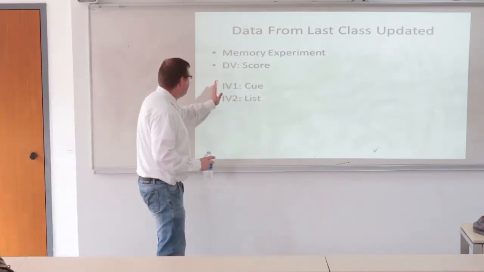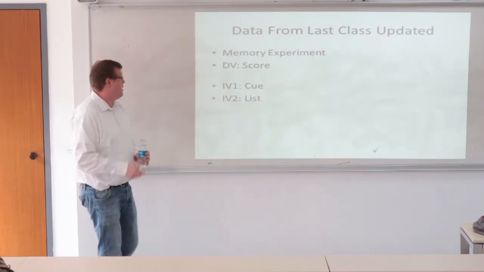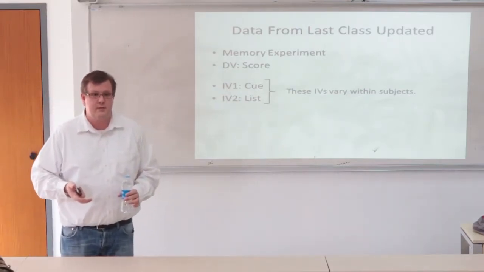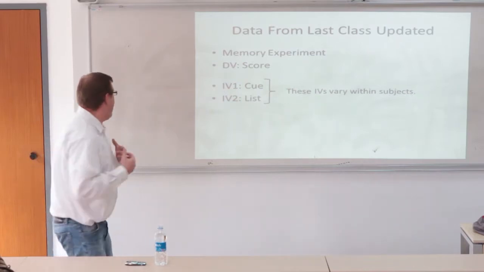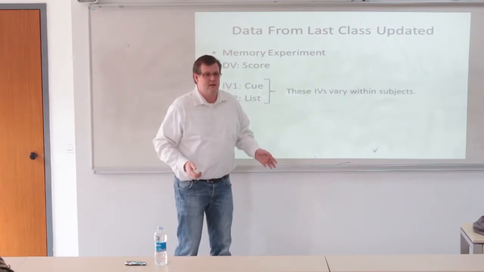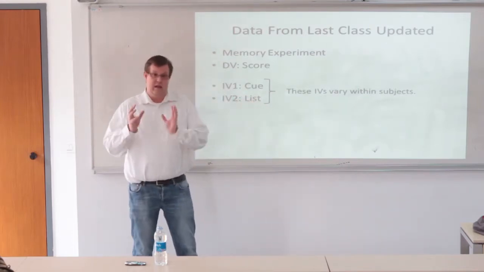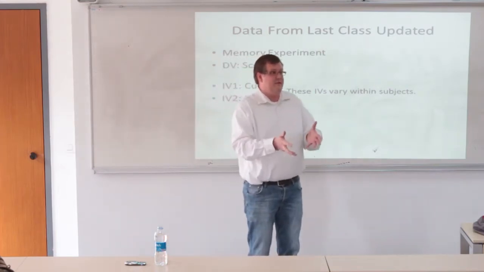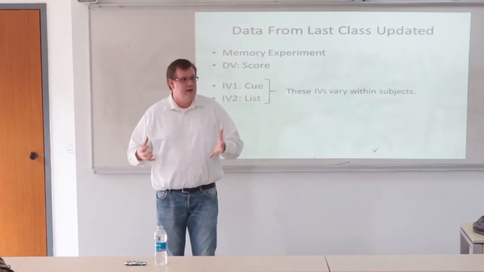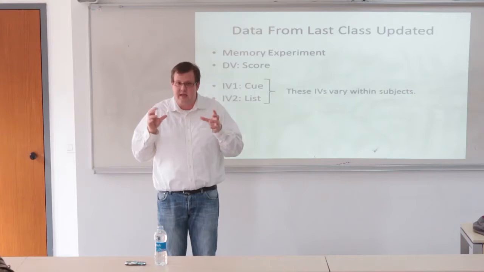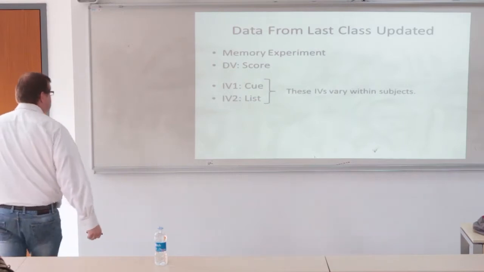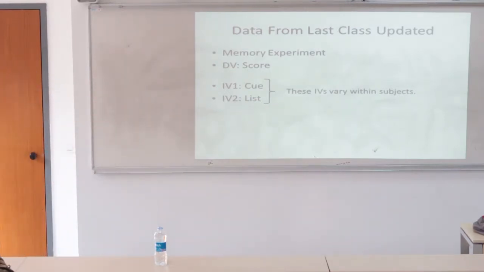But the way I set this up really was as a repeated measures type of thing. So these independent variables vary within subjects, right? One subject got a cue for one of the lists and no cue for another list. And each subject got a list of concrete words and a list of non-concrete, abstract words, right? So those factors are varying within a subject. Each subject is getting each level of those and each combination of levels of those.